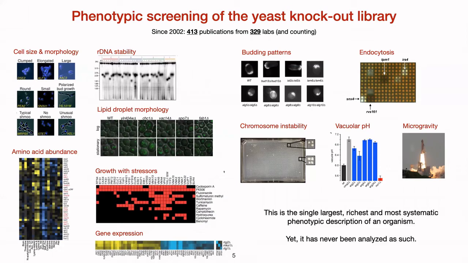So when I started thinking about it, this was a few years ago, I quickly realized, and I think it becomes obvious when you think about this in these terms, that this is the single largest, richest, and most systematic phenotypic description of an organism. There is no other species on the planet that has been this thoroughly examined, by looking at hundreds and thousands of phenotypes in isogenic populations missing one gene at a time.